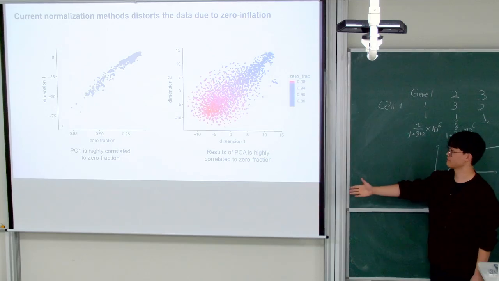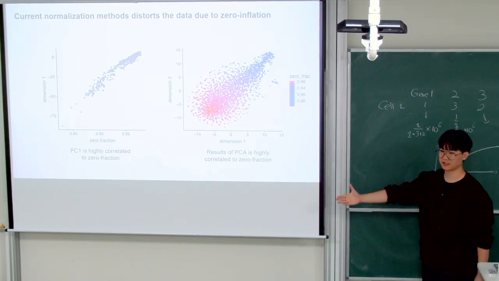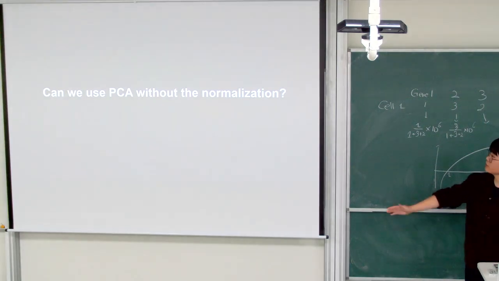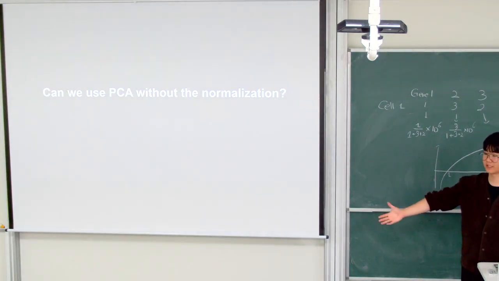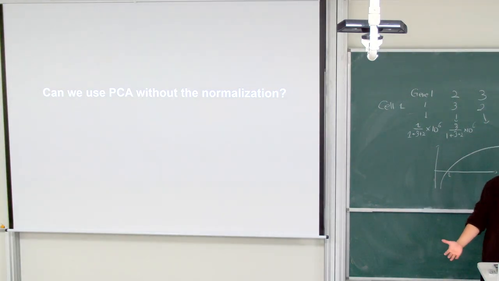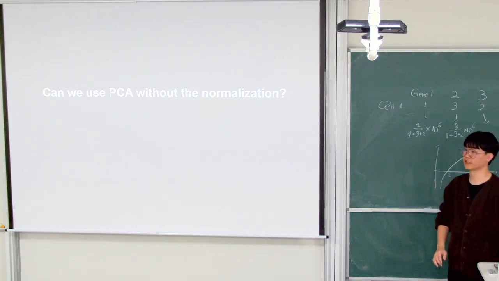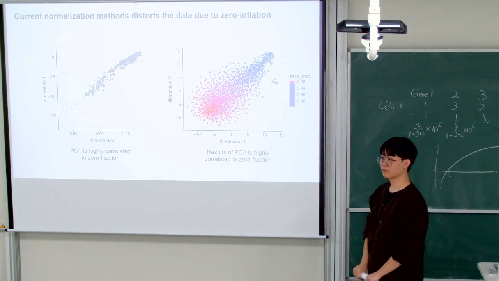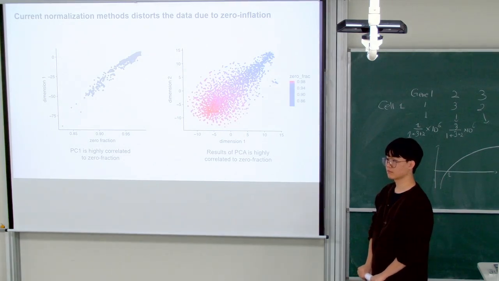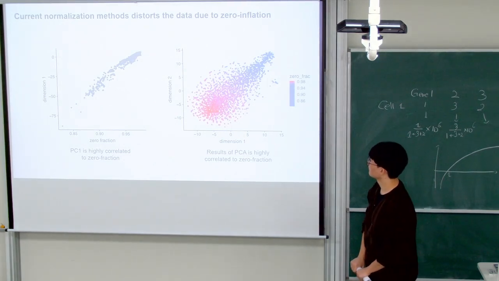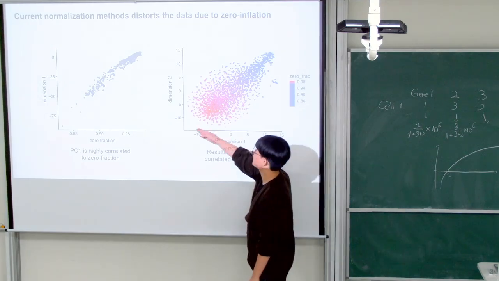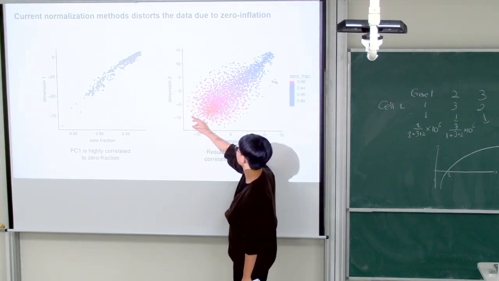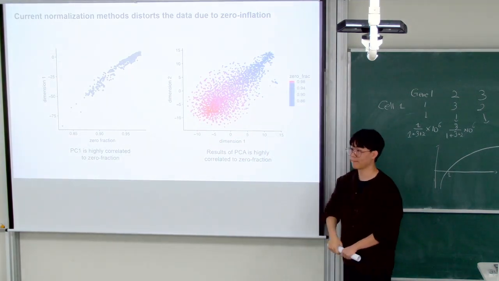So this was a problem due to the normalization. What the authors said was, can we use PCA without normalization, based on the original data? Can I ask a question? Yeah, sure. Why don't we just ignore the first PC and continue with the other PCs? As you can see, this is the second PC. The second PC is also highly correlated. Yeah, exactly. Right, I see.